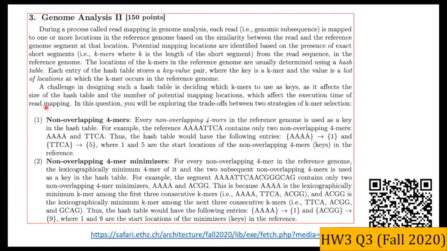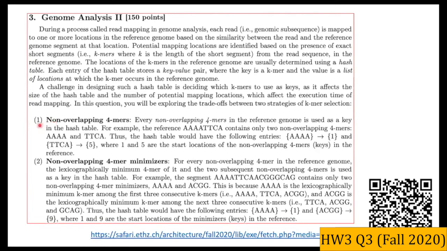So in this question, you will be exploring the trade-offs between two strategies of k-mer selection. Since these k-mers are very short compared to the entire read sequence, think about k equal 4 and a read sequence of 100, for example. There are many ways that you can extract such very short k-mers from the read sequence. And in this question, we discuss only two strategies or two methods to extract k-mers.